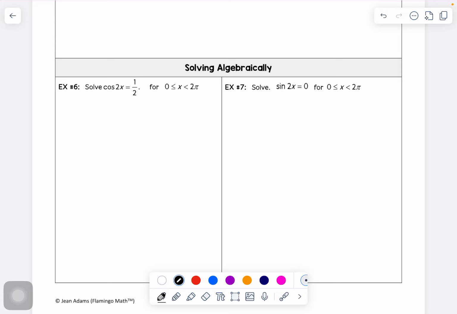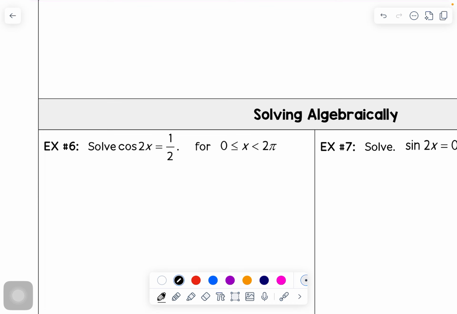So like the cosine of 2x, we would end up with, if we used a formula for that, cosine squared of x minus sine squared of x equals 1/2. Okay, we'd have to try to solve that. That'd be a little tricky there. I would probably try to get everything in terms of cosines.